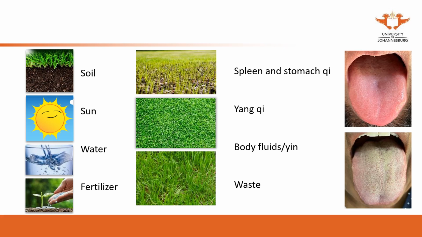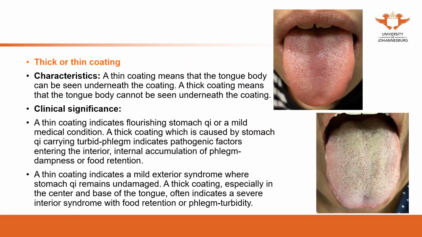So when you see the coating, think about these four aspects: the spleen, the earth, the sun, the water, and the fertilizer. Think about this and it will be much easier for you to remember and to understand the coating. So firstly, the thick or thin coating. A thin coating means that the tongue body can be seen underneath the coating.